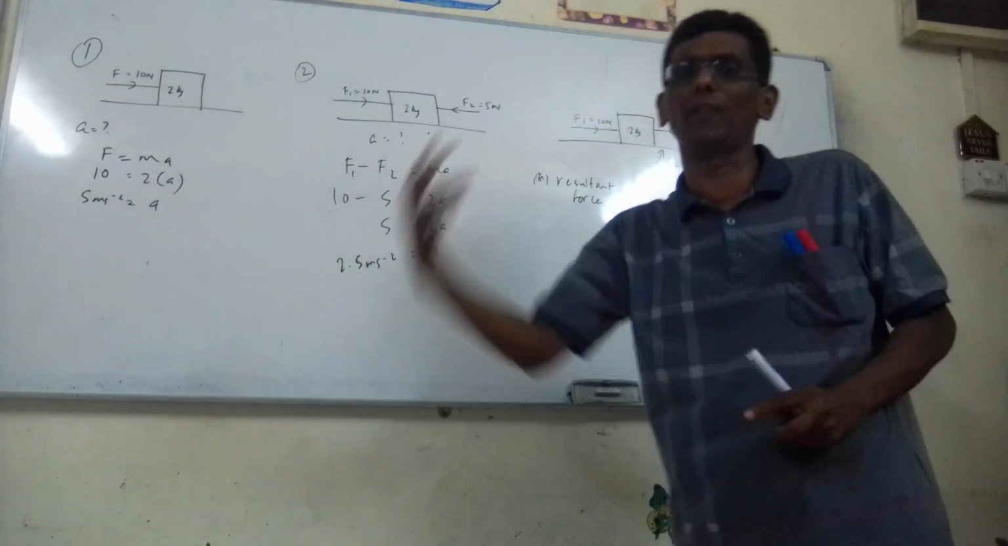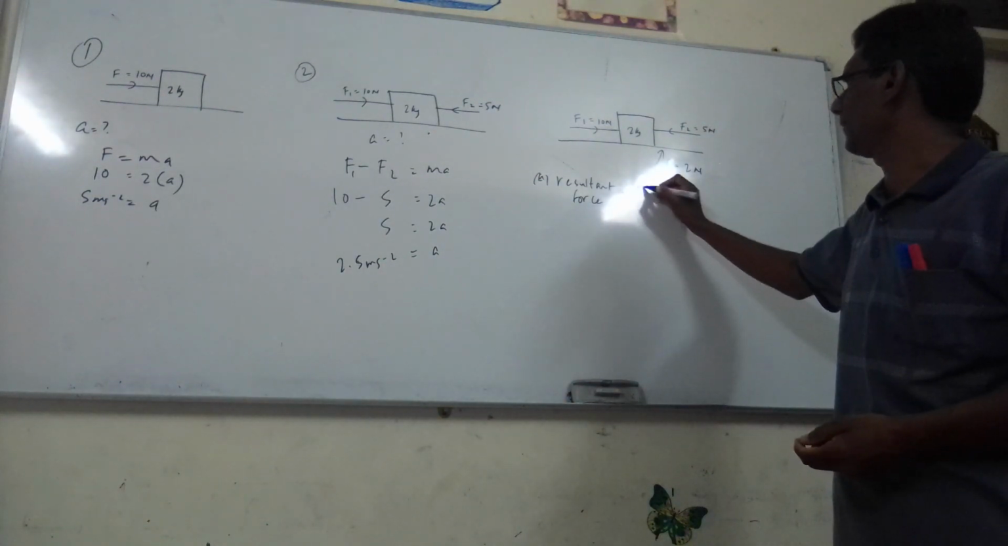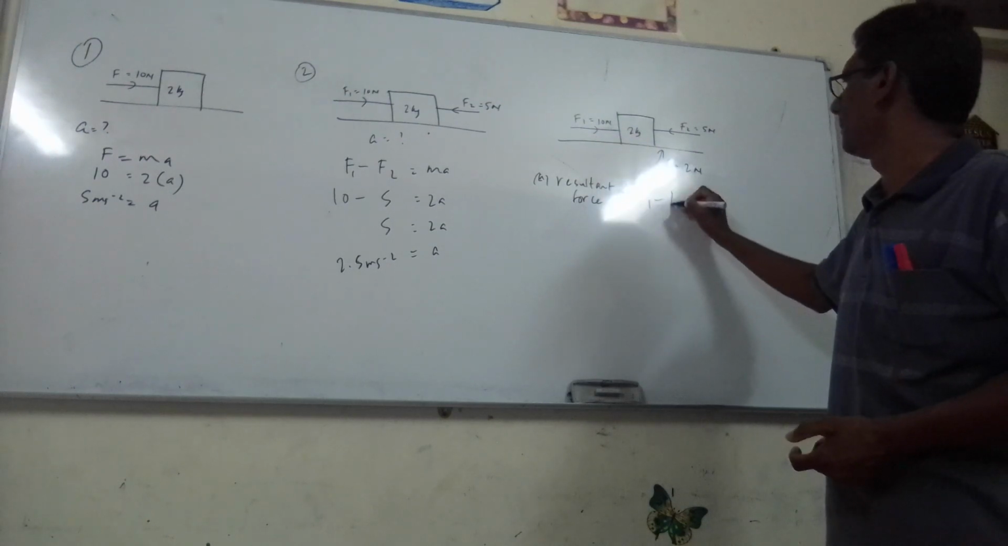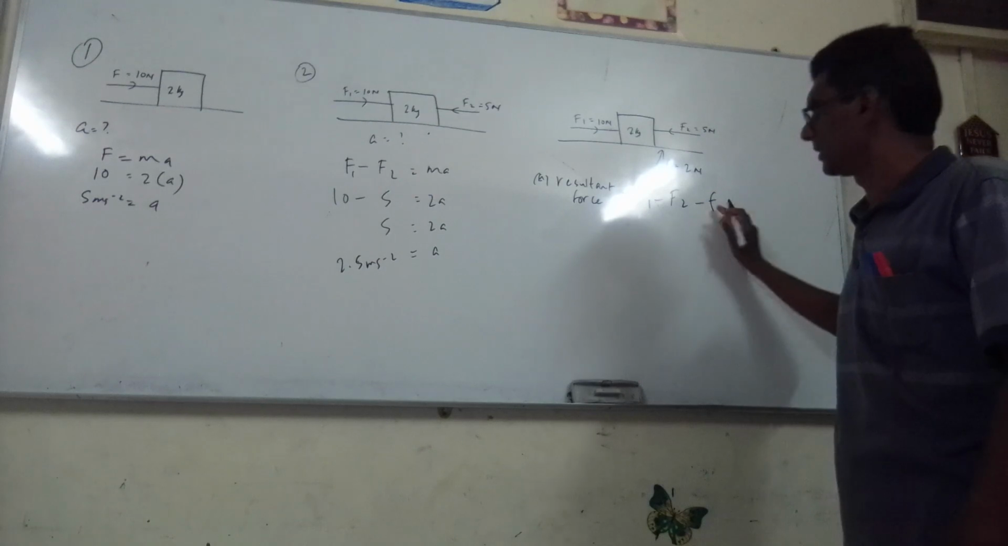Okay, the resultant force is the bigger force F1 minus F2, and then you minus the friction.